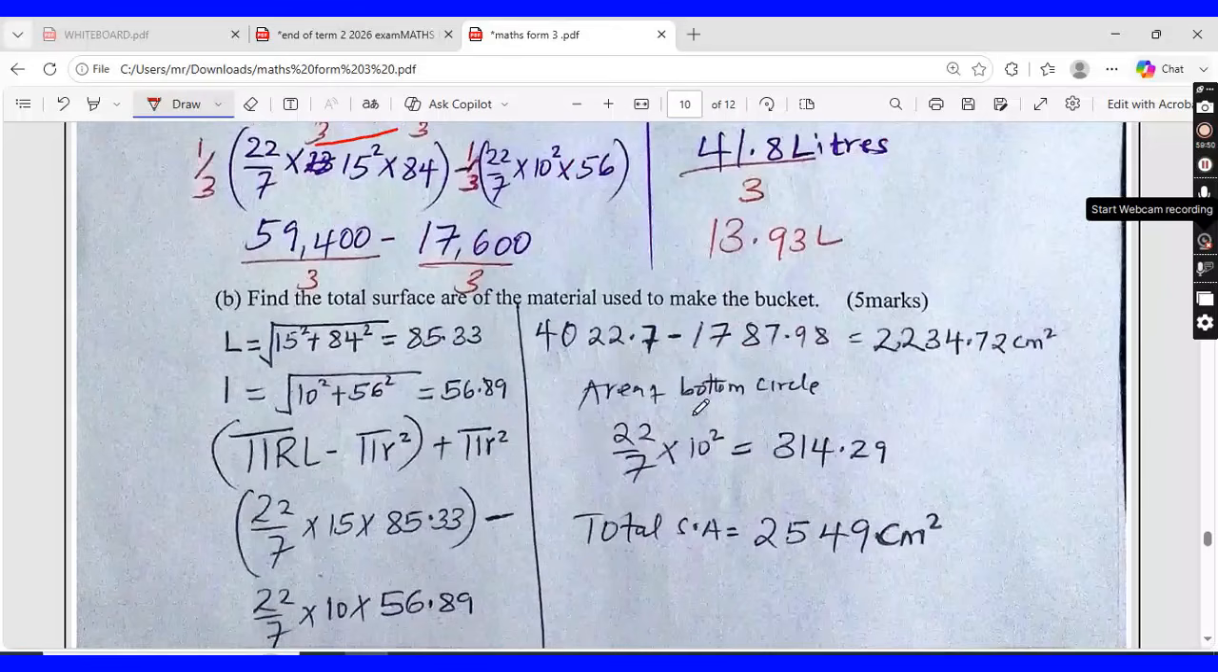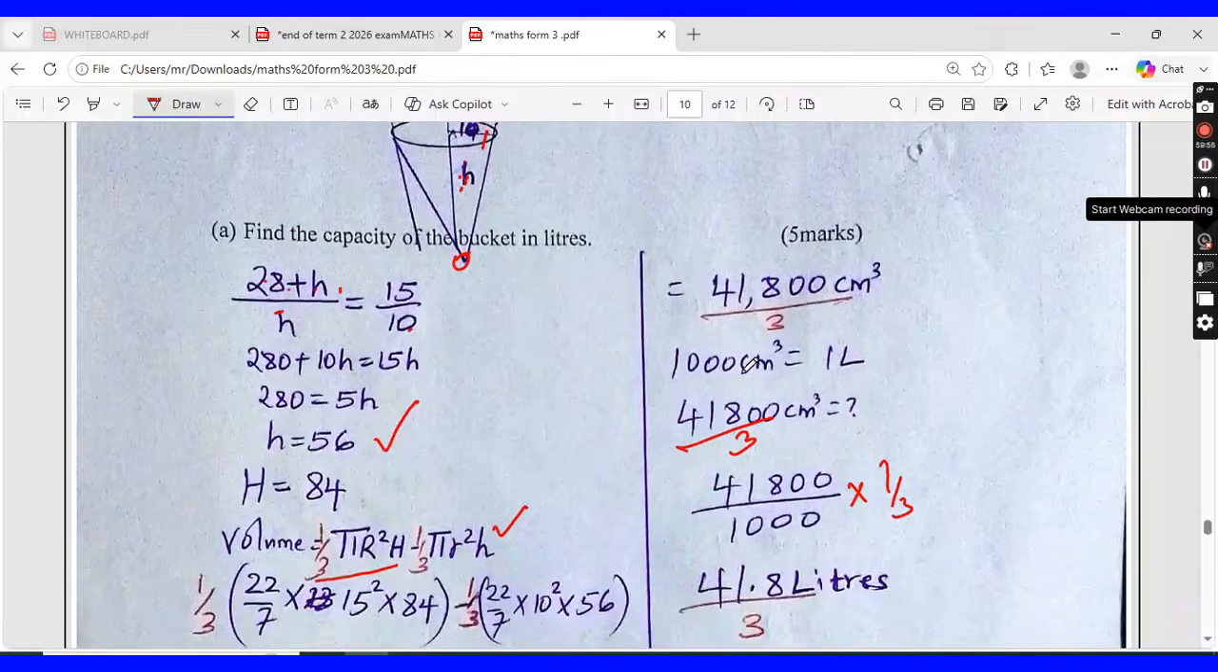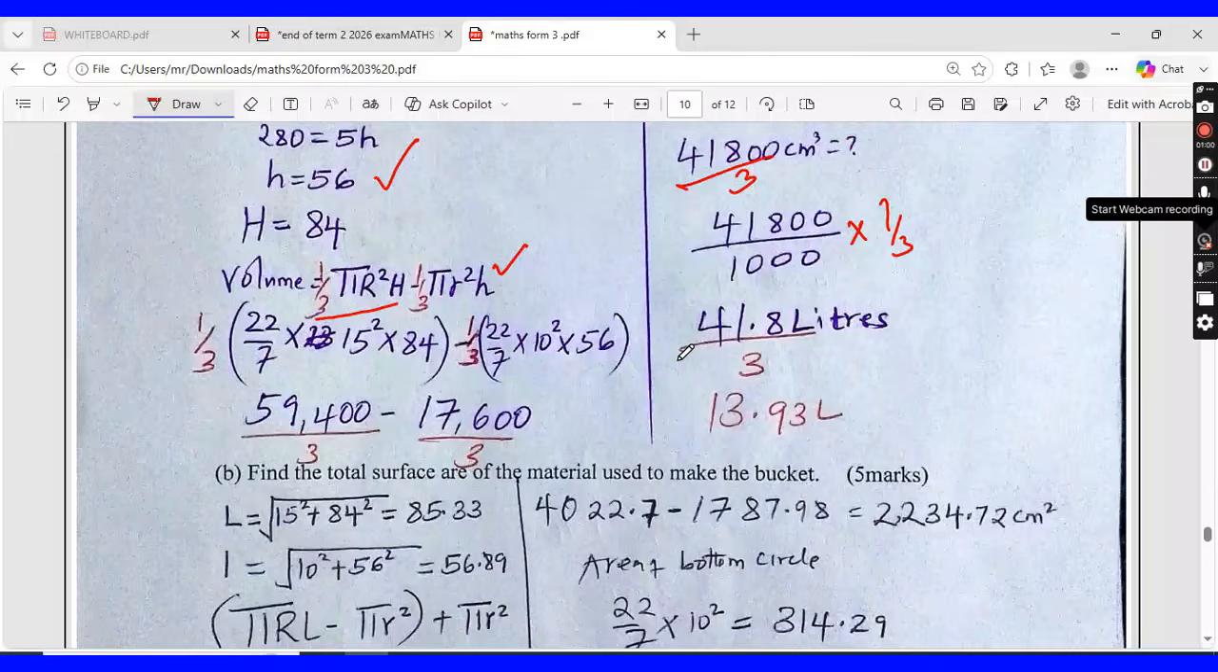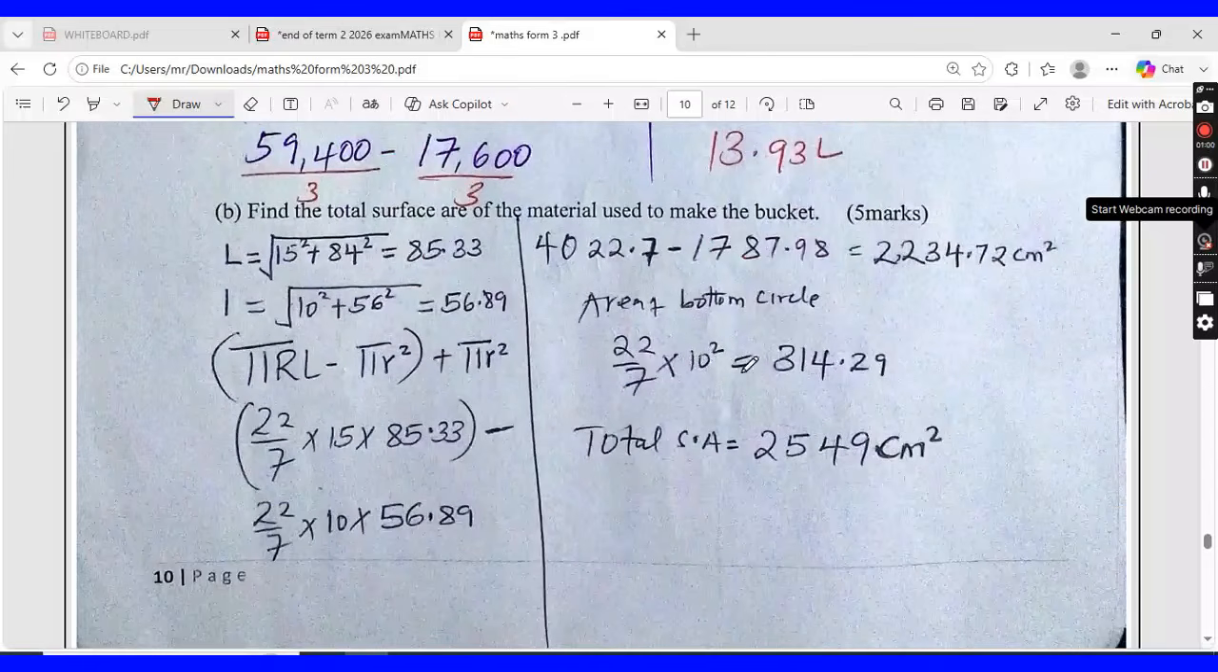Find the total surface area. The total surface area of the brush drum is obtained by getting the total curved surface area of the cone. The curved surface area of the cone is obtained by pi RL.